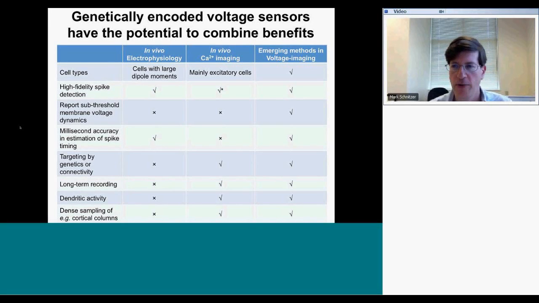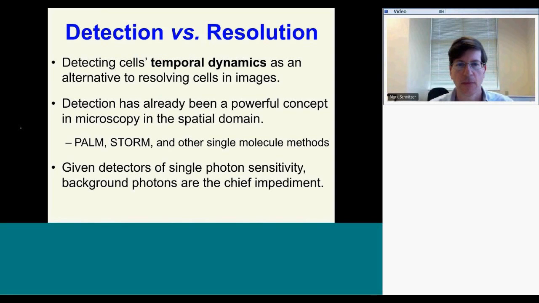Now, a main reason there's so much hope pinned on the emergence of new voltage indicators is that it's conceivable that voltage indicators might be able to provide the best of both worlds, providing capabilities in all these different dimensions. And I should say that we're not there yet. Not all of these categories and advantages have been realized yet, but the field has been making rapid progress in recent years, and so there's substantial motivation to continue to have voltage indicators that would provide high temporal resolution, the ability to target cells by particular types, to maintain these recordings over days and weeks, to sample densely, and so forth and so on.